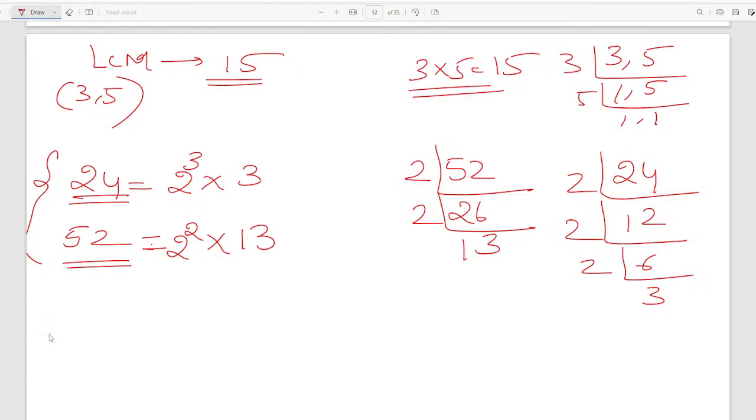And when we are finding LCM, we find the common prime numbers here and take the highest. That means when we are finding the LCM, we would consider the highest power of the common primes that are there. For example, the common prime here is 2. So this would be 2 raised to 3. And then we have 3 here.